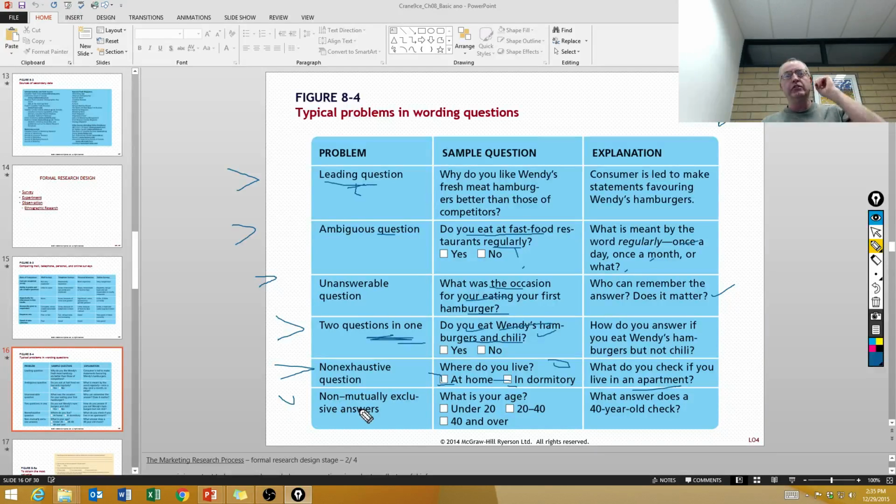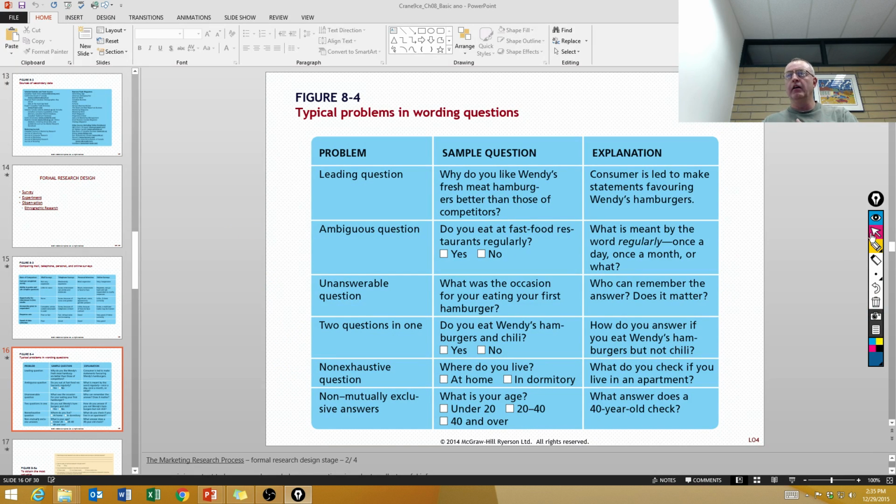And then they can have questions that have non-mutually exclusive answers. So what's your age? Under 20, 20 to 40, or 40 and over. So if you're 40 years old, are you in the second box here, 20 to 40, or are you 40 and over? I mean, obviously it should say 41 and over, or something like that.